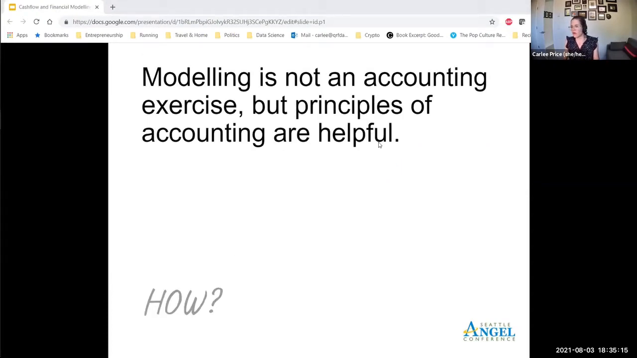So then on to the how, and I know a lot of you mentioned in the opening comments that you're at a startup, you've done some of this type of work elsewhere, but perhaps the startup financial modeling process itself is new to you. So where do you start? Modeling is not an accounting exercise, but accounting principles can be extremely helpful. So anyone with an accounting background, even if it's just a course or two in your undergraduate degree, is going to be an advantage here.